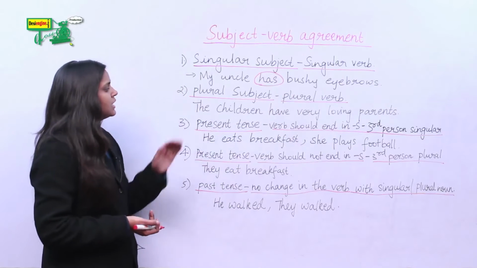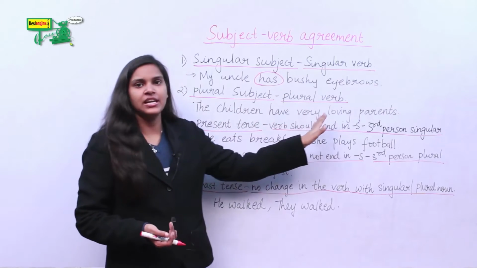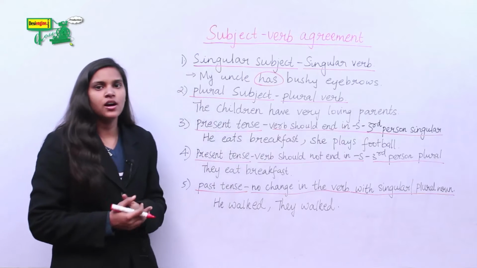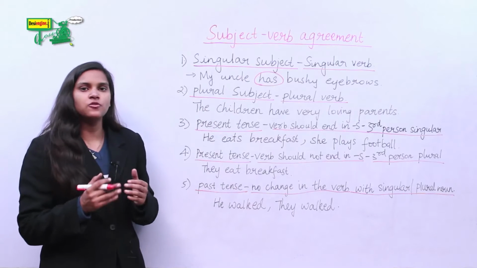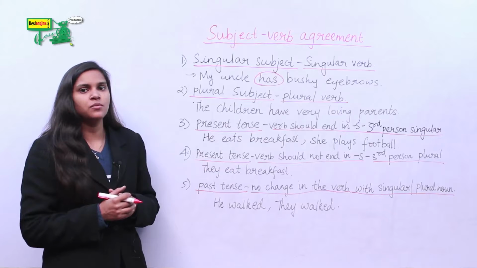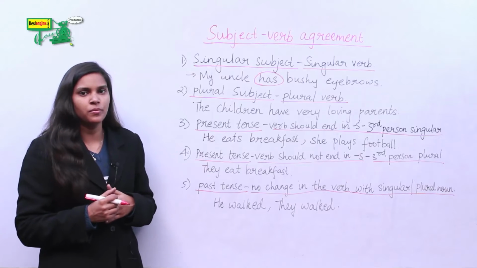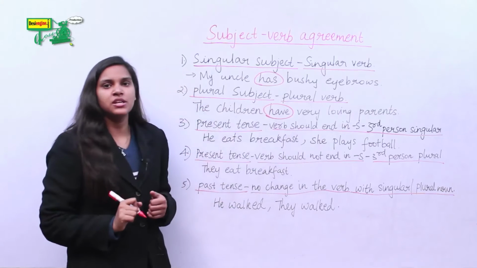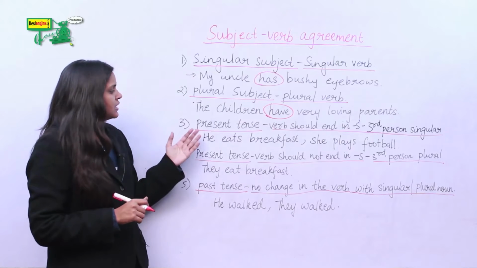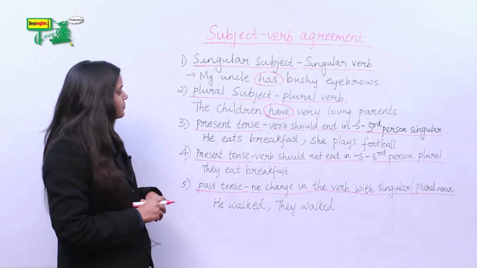The next rule. Plural subjects always take up plural verbs. For example, the children have very loving parents. Here, our subject is the children, which is in the plural form. Therefore, the verb that it should take up should also be in the plural form. And that's why our verb is have.